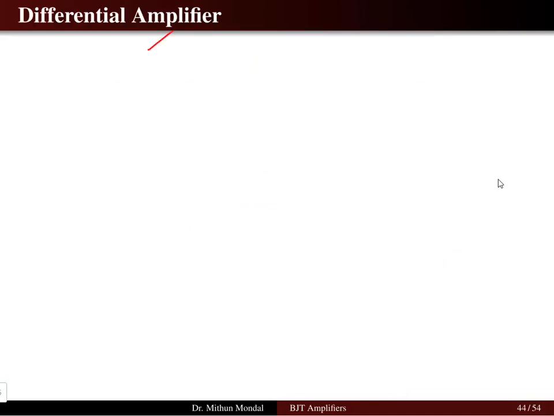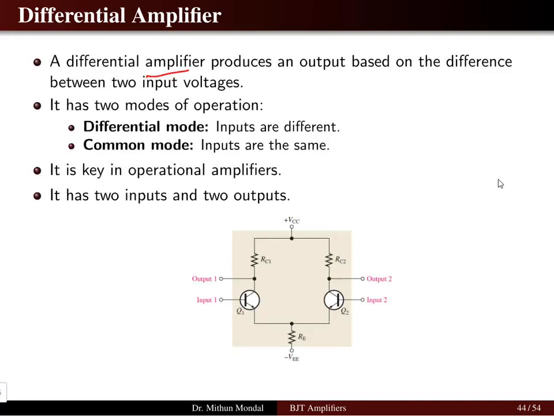What are differential amplifiers? A differential amplifier produces an output based on the difference between the two input voltages. So as the name suggests, it is differential, which means we need the difference of the two input voltages.